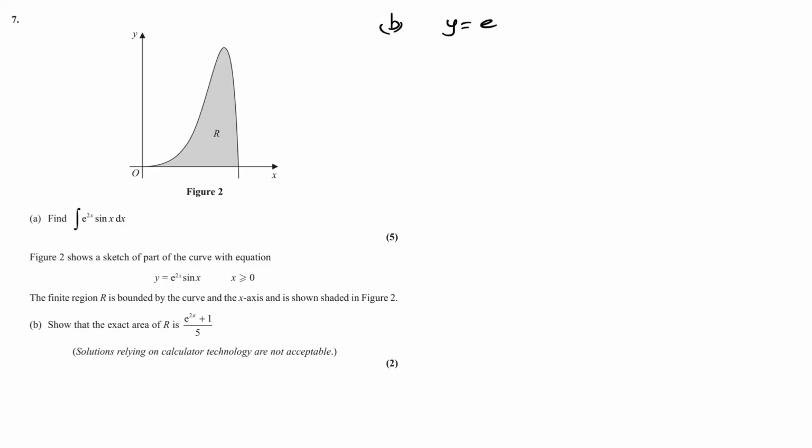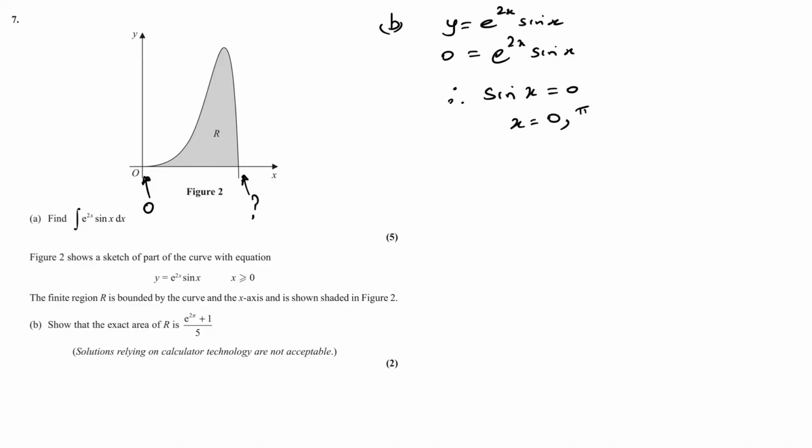Now for part B, we first need to find our limits. So looking at our equation, we want to make y equal to 0 to see what these two points are. Well, this is obviously 0, but this one we want to find. So e to the 2x sine x. Now, e to the 2x can never be 0. So what we can say is sine x equals 0. So sine x is going to be 0 at 0. And then the next time it's going to be 0 is 180 degrees or pi radians. So that will be my two limits here.